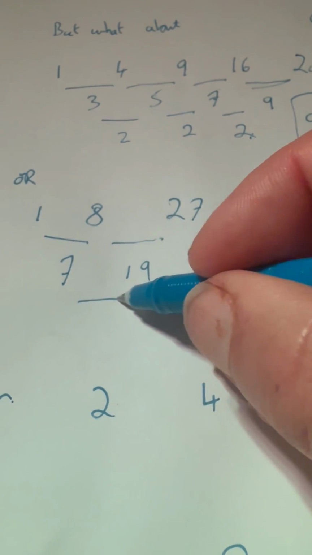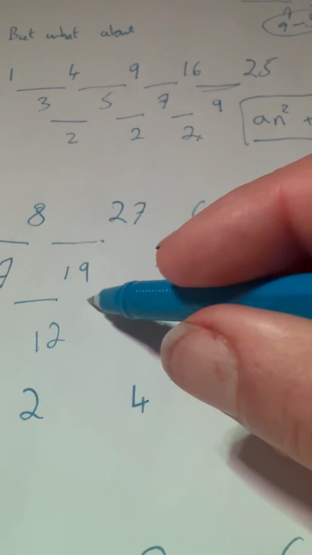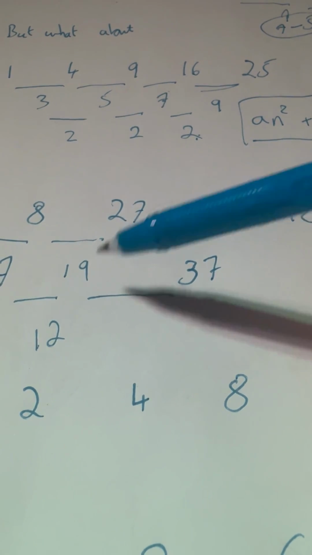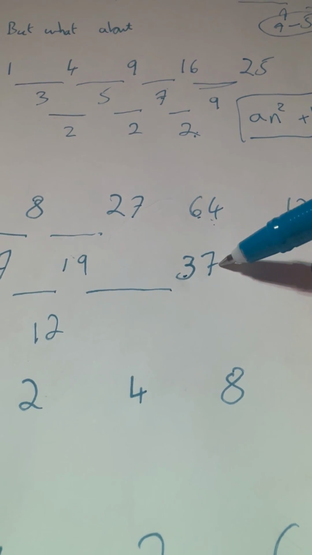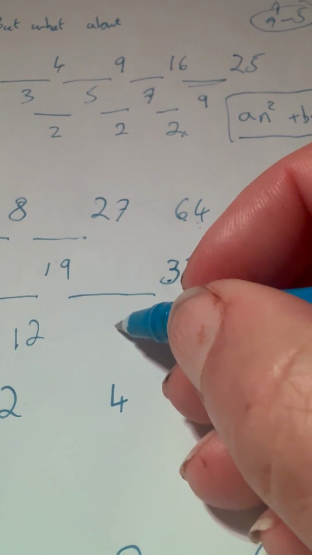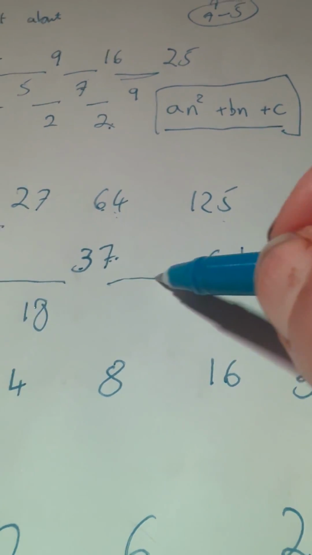Take those two differences, and what do you get? You get a difference of 12. You take these two differences, and what do you get? You get 18. Can you see a pattern? You take away these two differences.